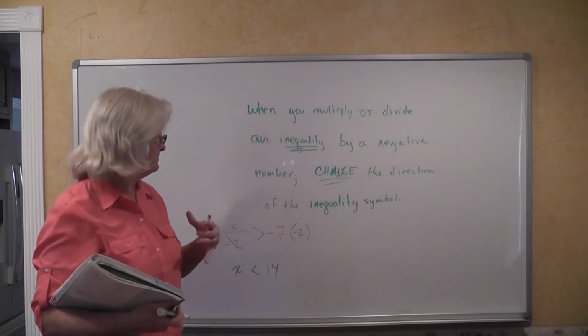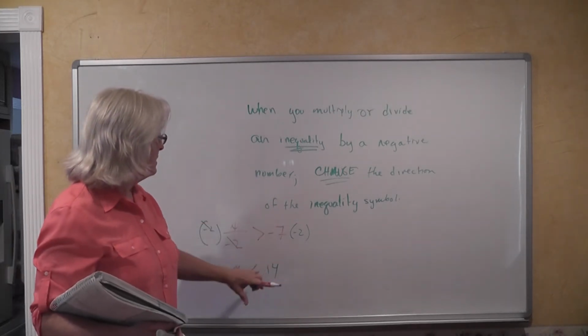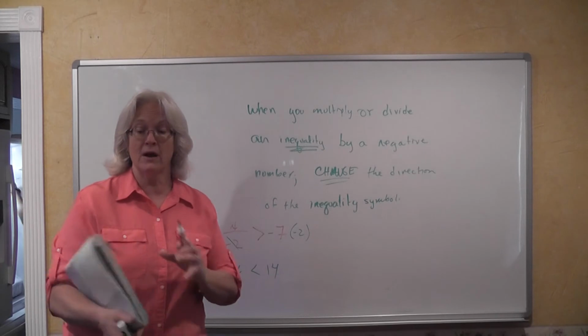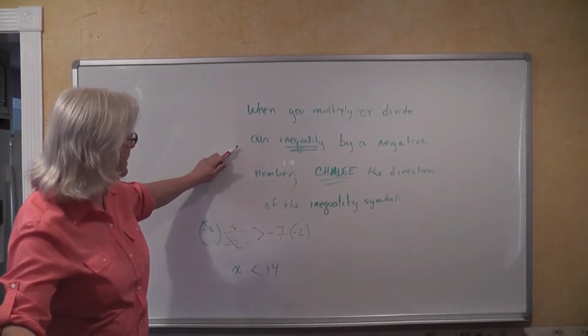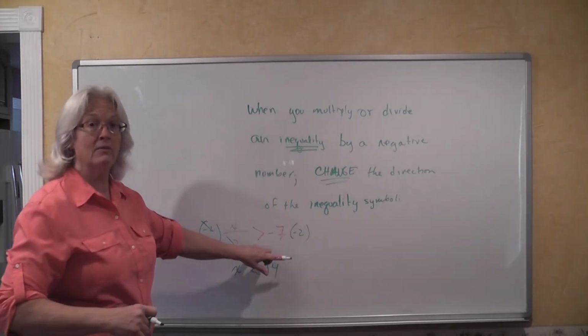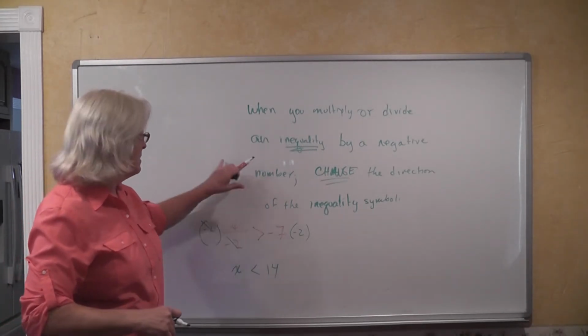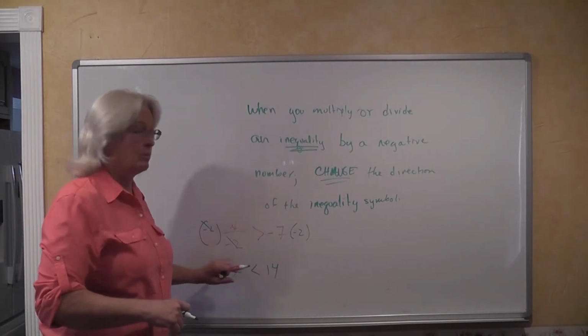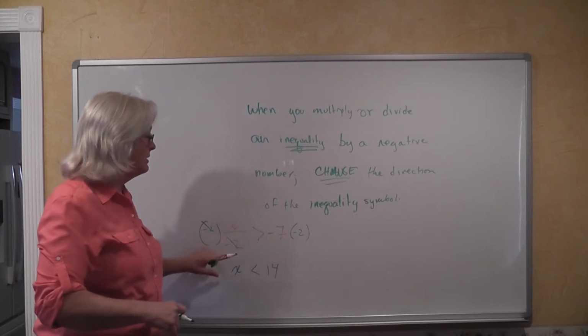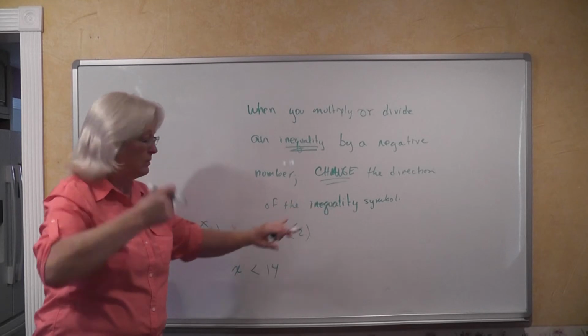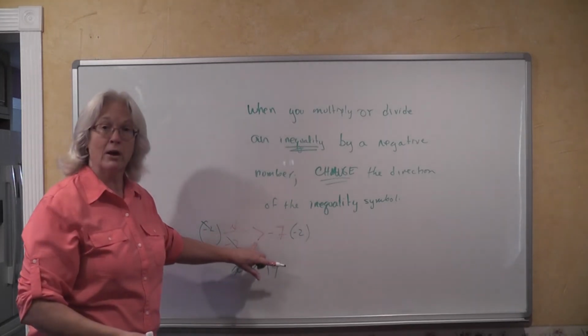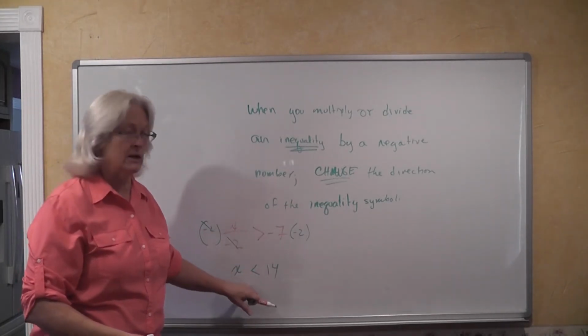There's nothing out of the ordinary that you have to learn here. Just have to remember, when you're multiplying or dividing an inequality, we have an inequality here, by a negative number, we're multiplying by a negative 2, you have to change the direction of the inequality symbol. We went from a greater than to a less than.